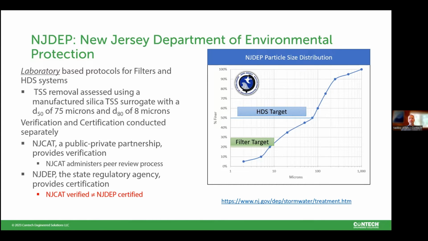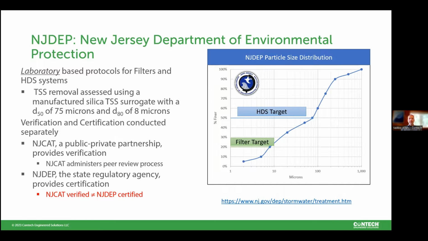And they have different standards and protocols for hydrodynamic separators and for filters. For HDS systems, the target is to get to 50% removal, which means that you need to remove particles in the range of about 75 microns and coarser. For filters, the target is 80% removal, which means that we need to be removing particles that are about 8 microns and coarser. So those are two very different levels of performance and two different types of technologies to get there.